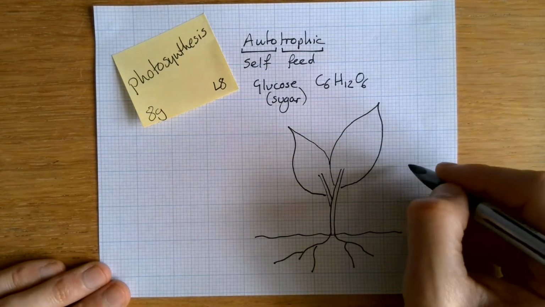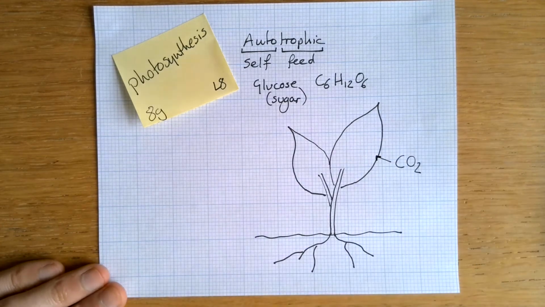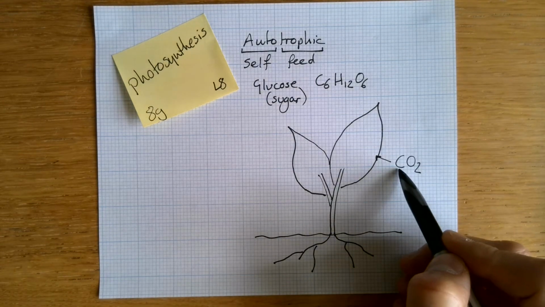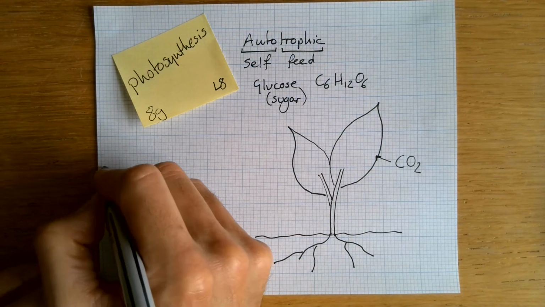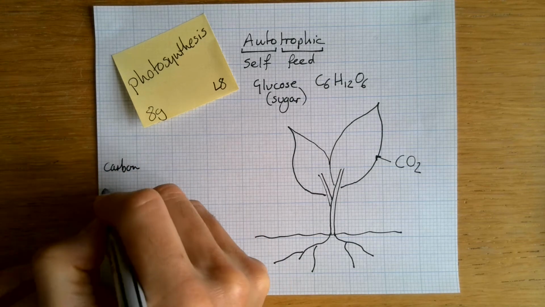First of all, carbon dioxide comes from the atmosphere. There's enough in the atmosphere for the plant, and this gets absorbed through the leaves, through the underside of the leaves, and this is going to provide us with some carbon and some oxygen to help us make some glucose. So let's add this into our reaction. So we've got carbon dioxide.